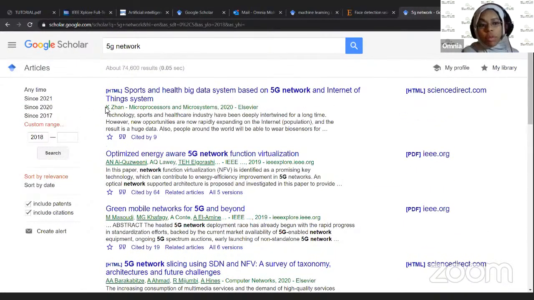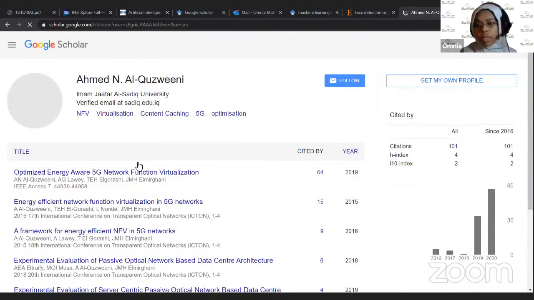You can notice that some of the authors have an underline and some of them don't. The authors that don't have an underline don't have a profile, and authors who have a line under their names have a profile. Let's view the profile to see how it looks.